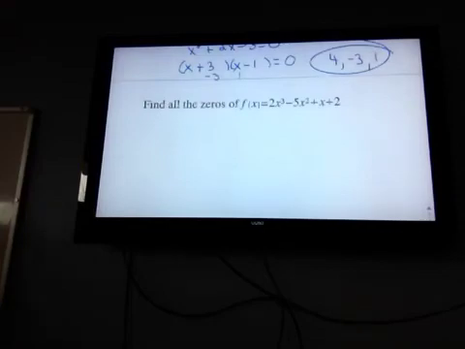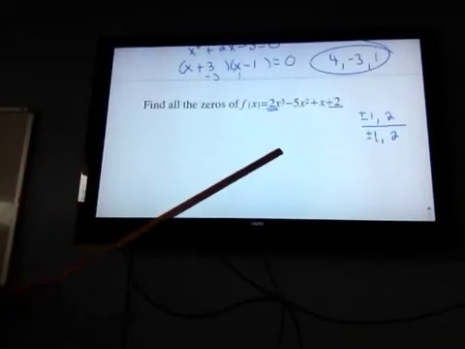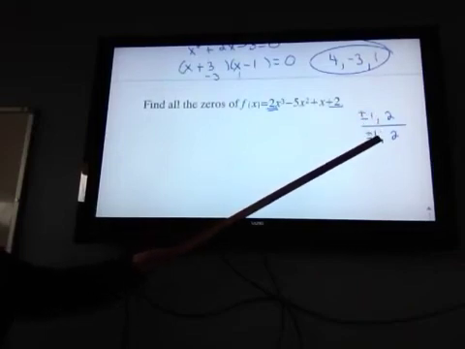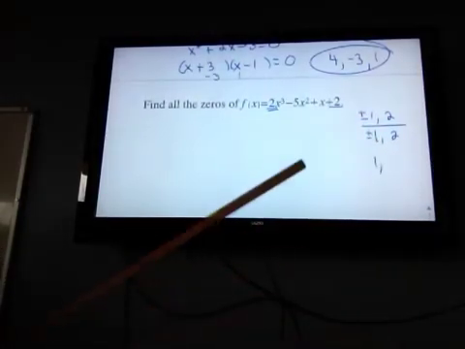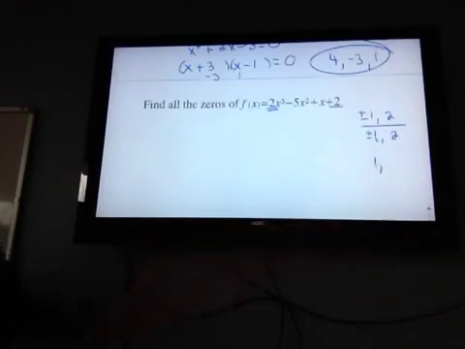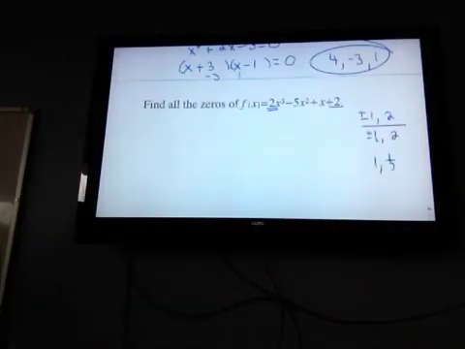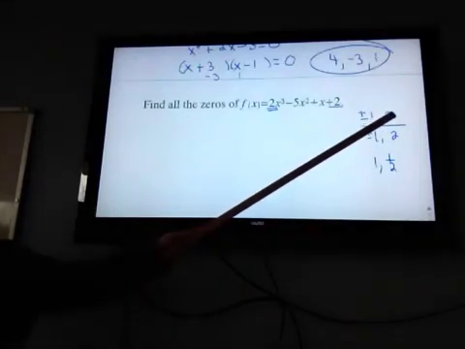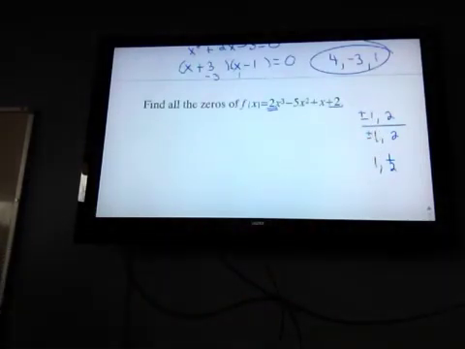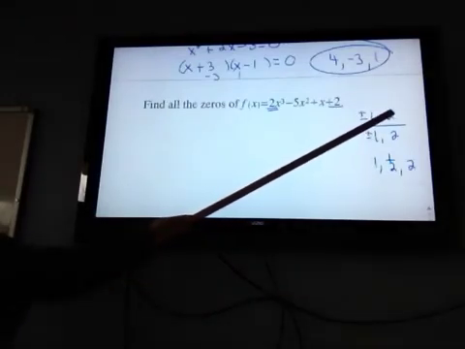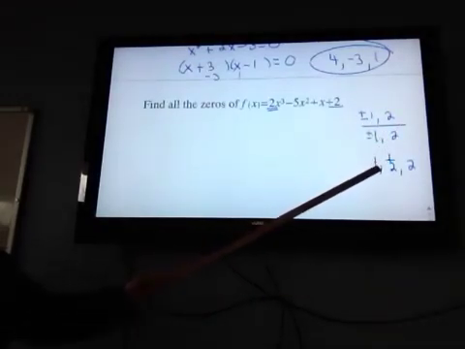We're going to take the factors of the constant. So that's my 2. So 1 and 2 over the factors of 2, 1 and 2. The plus and minus of all of those. So we make our combinations. 1 over 1 is 1. 1 over 2 is 1/2. So yes, you can have fractions. 2 over 1 is 2. And 2 over 2 is 1, which I already have, so don't write it again.